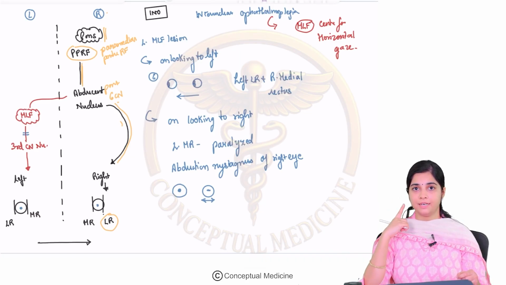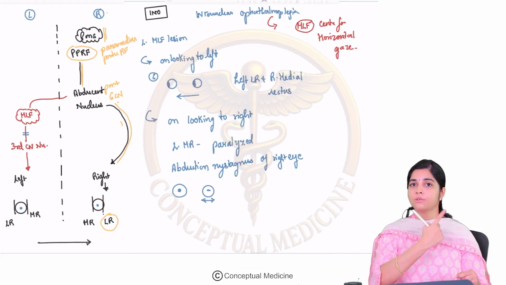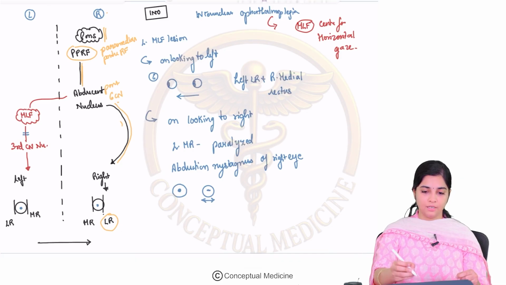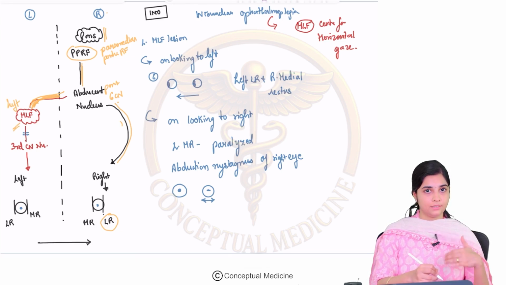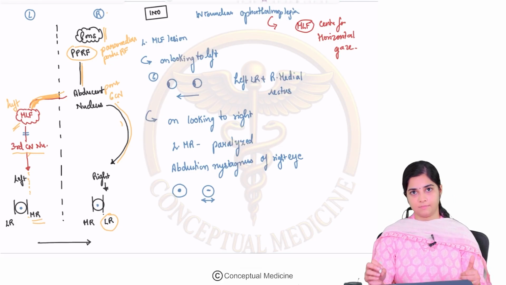So, your right PPRF is not only going to control your right lateral rectus, it is going to control your left medial rectus as well. Via what? Via the contralateral MLF. So, through the MLF of the left side, this MLF is going to relay its information into the left third cranial nerve nucleus. Via that, it is going to control the left medial rectus. Okay, fine. So, this is very, very clear.